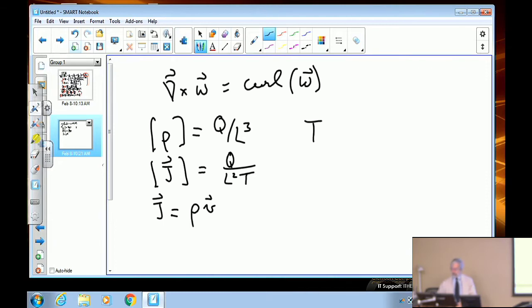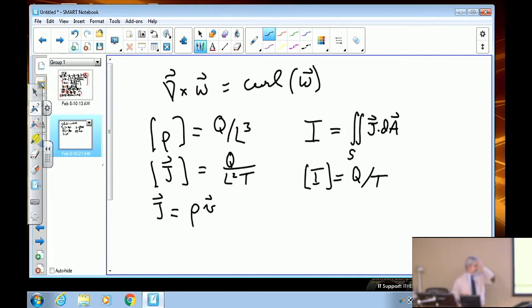What is the relationship between I, which is the total current, and J? It's J times an area. The dimensionality of I is then just Q per time, because you multiply by an area. So if you have a wire that's transmitting some current density, I is the total of all that flux coming through the wire.